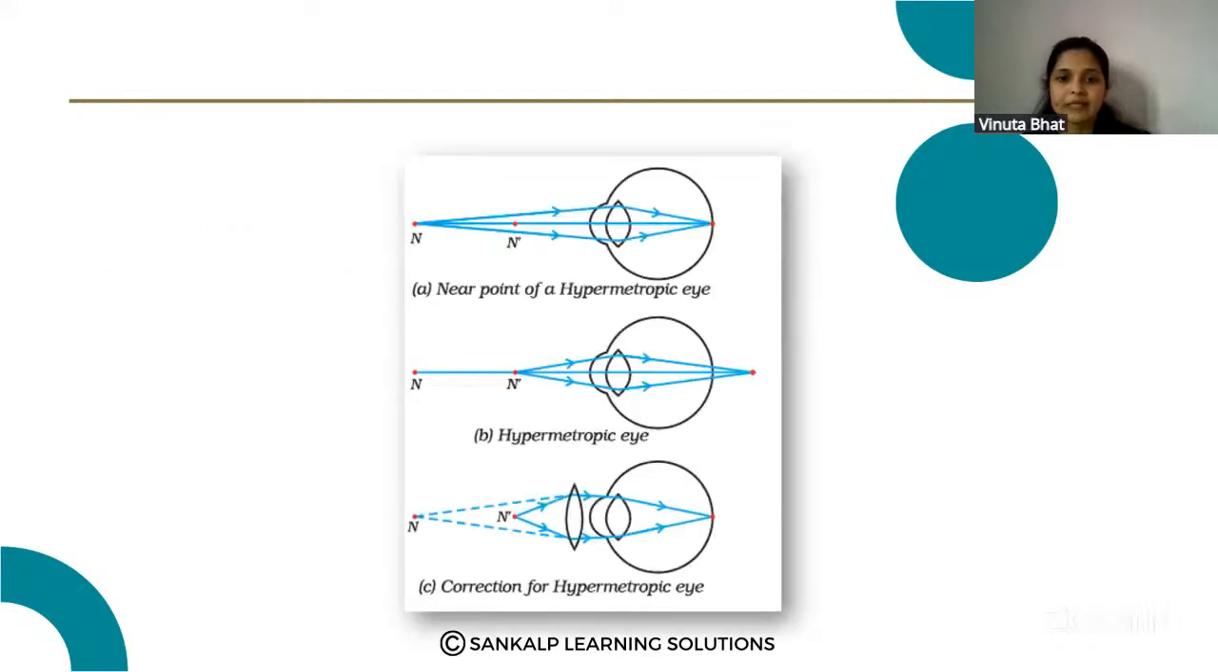Yes, so these are the three diagrams, which indicate the near point of the hypermetropic eye, then the hypermetropic eye, then the correction of the hypermetropic eye. Please practice these three diagrams. That is very important.